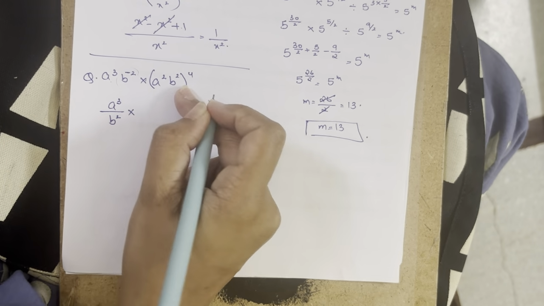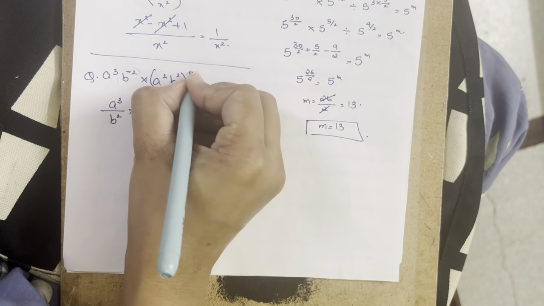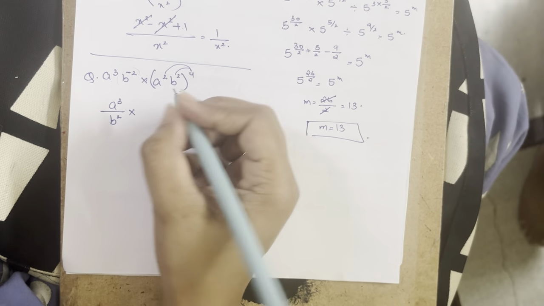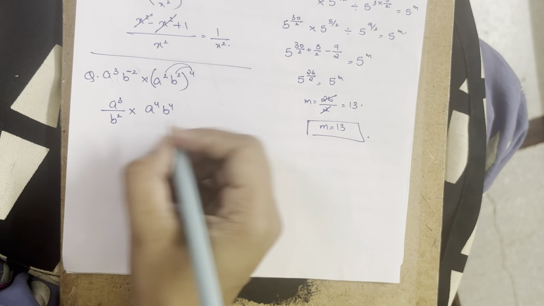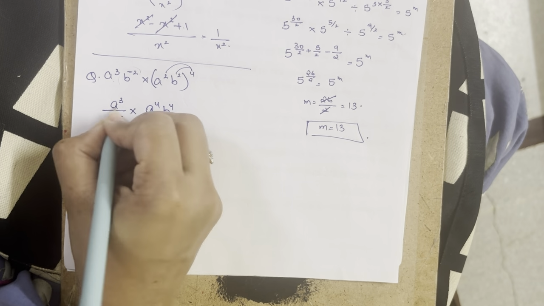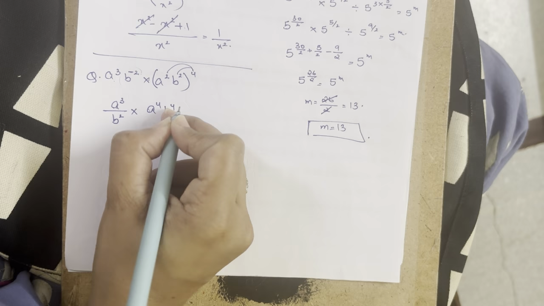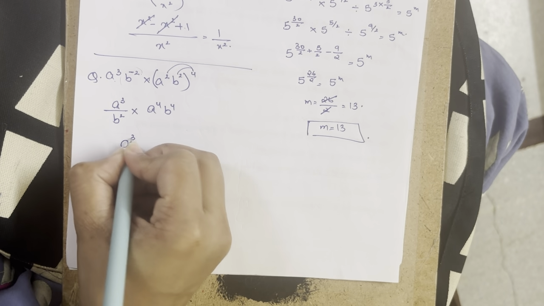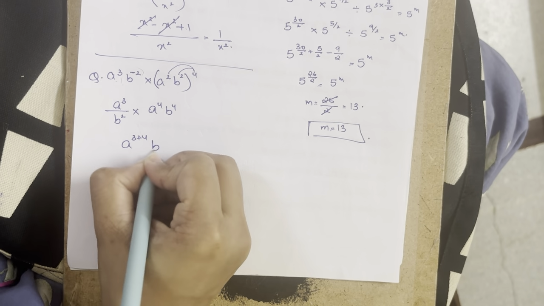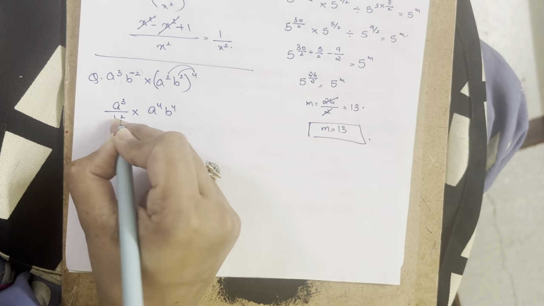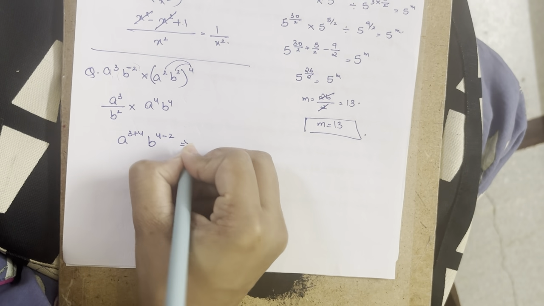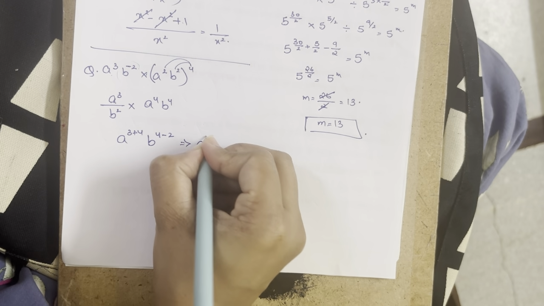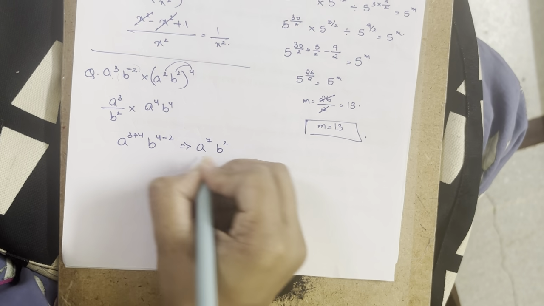Fine. Into multiplication, each of the powers will multiply with it. So it becomes a to the power 4, b to the power 4. Then bases are same, add the powers. Bases are same, subtract the powers. So a to the power 3 plus 4. b to the power 4 is already there. This is going to subtract, so minus 2 will come here. So that becomes a to the power 3 plus 4 is 7, b to the power 2 will be your answer.